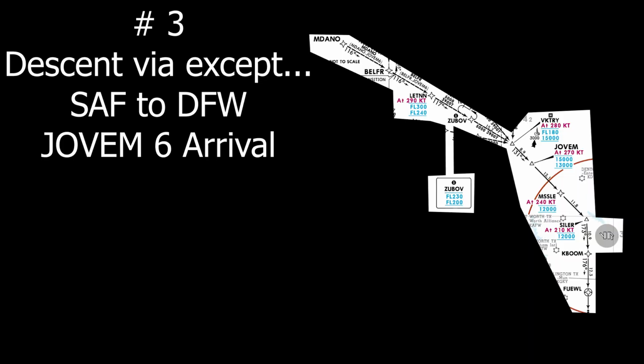So now in here, this is the third example that I was talking about earlier. This one is actually one I got last time when I was flying into DFW. They were giving us a fly or descend via the JOVAM 6, except maintain a different airspeed. In this case, it was 310 knots or greater.